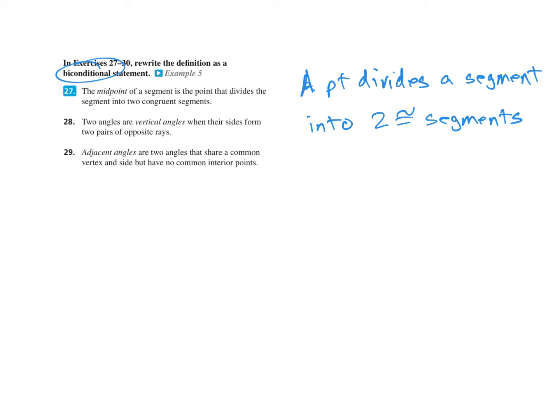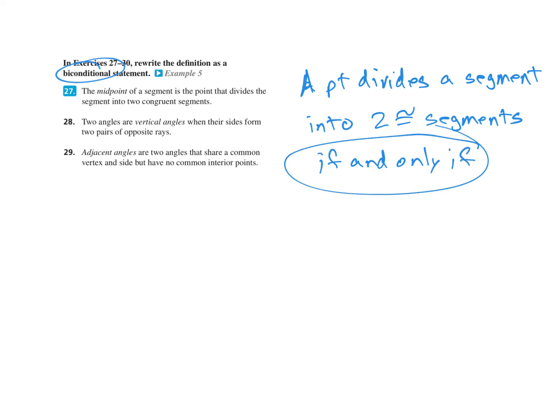And then here it is. If and only if. That's your biconditional. If and only if it is the midpoint. All right? You could also say, a point is a midpoint if and only if it divides it into two congruent segments. So you could change the order of that. So let's look at number 29, shall we?